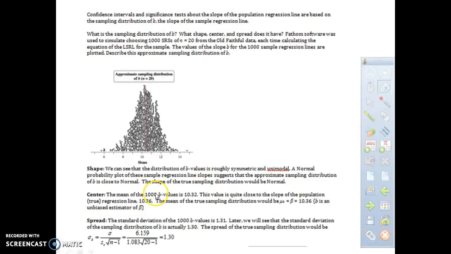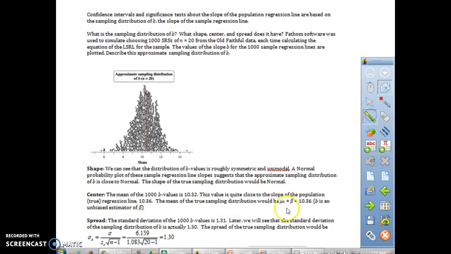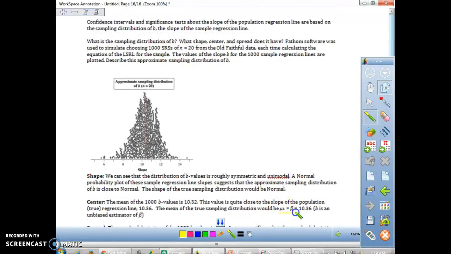The average or the mean of all 1,000 B values here is 10.32, where the actual beta is 10.36 from the population. So you guys should recognize this terminology, or this notation here. We have the average or the mean of all the slopes will be equal to beta, which is 10.36, if we had every single slope. And that is because B is an unbiased estimator of beta, and that's really important for us to be able to infer back to the population.